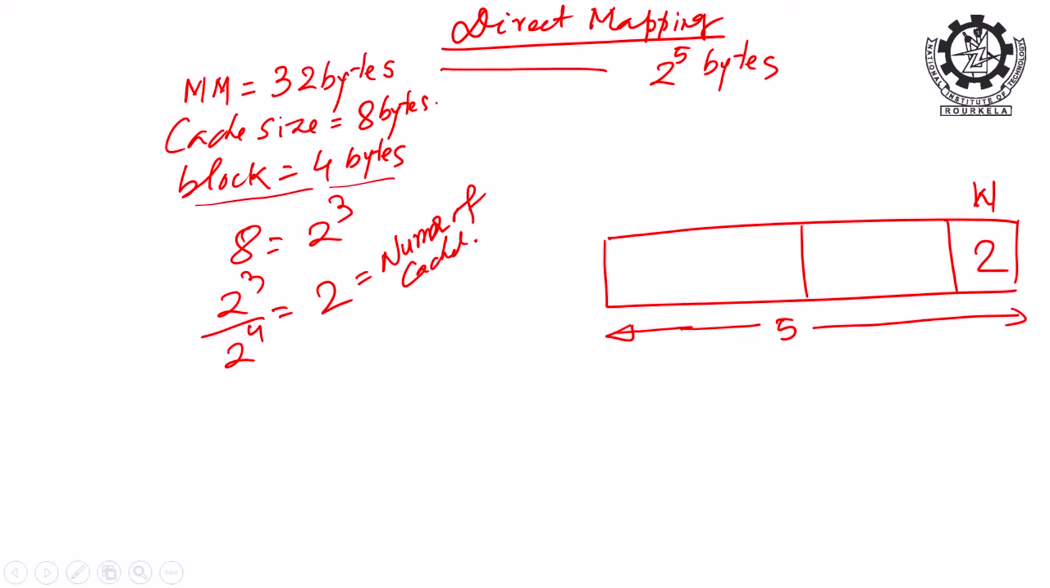So, how many bits are required? You take log of 2, so 1 bit, either 0 or 1. So, therefore, this should be 1. So, therefore, tag will be 5 minus 2 minus 1, so tag will be 2. This will be the cache line. Okay.